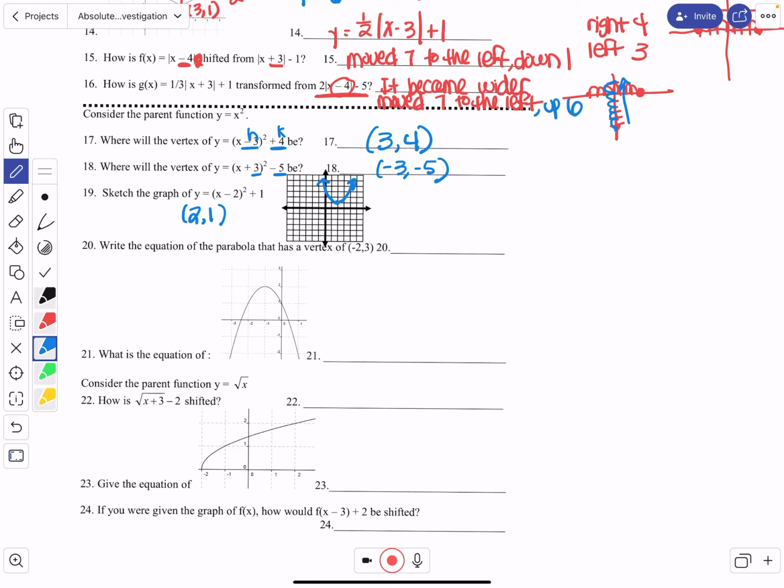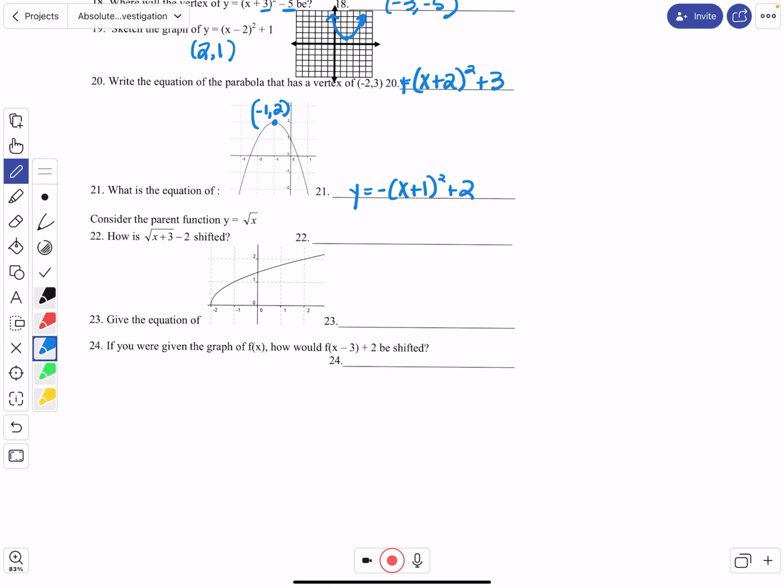All right, write the equation of the parabola that has a vertex of negative 2, 3. So, y equals x plus 2 squared plus 3, because you want to do the opposite for your x. All right, what is the equation of this one? So my vertex here is negative 1, positive 2. So I've got y equals x plus 1 squared plus 2. Now, this one has been flipped, so I would put a negative on the outside. So this has been flipped upside down.